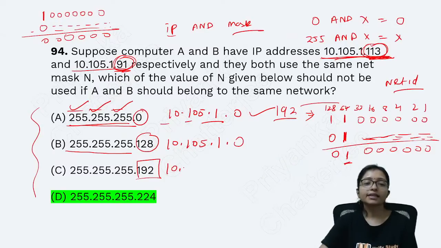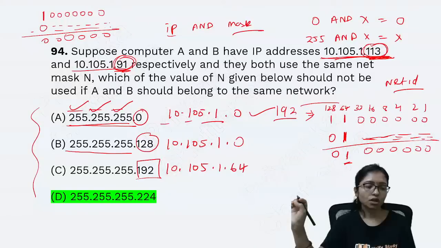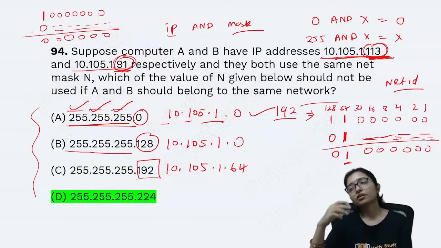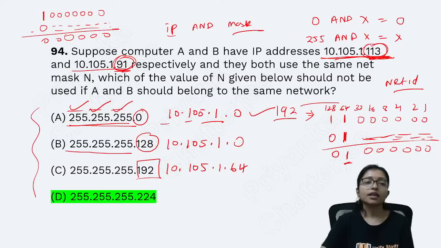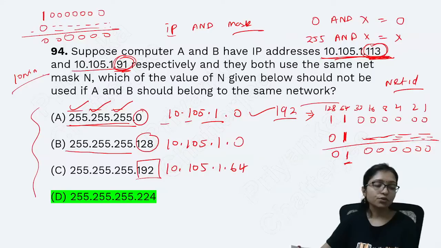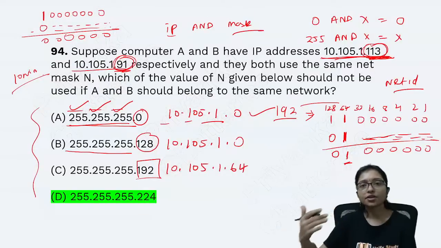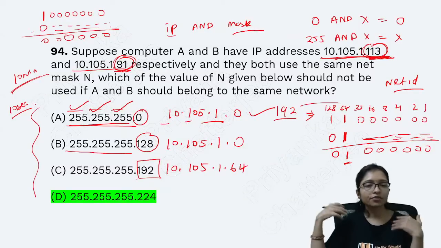So here I will get 10.105.1.64. This is the quick way you can solve it, because in the exam hall, if you try writing all the bits and then solving, it will take you 10 minutes. You don't have that much time to solve in 10 minutes. So always in the exam hall you have to apply the trick. By applying the trick, this 10-minute question you can solve in 10 seconds, which you will learn from me.